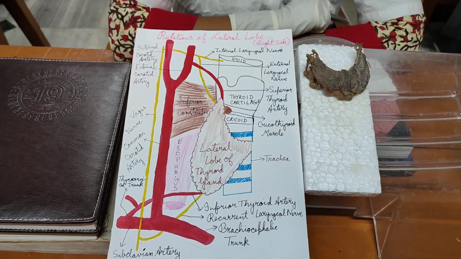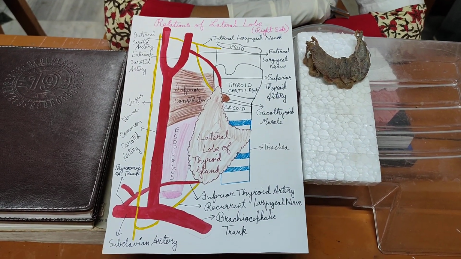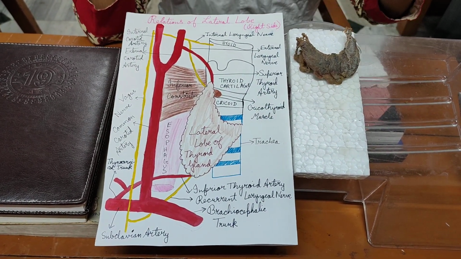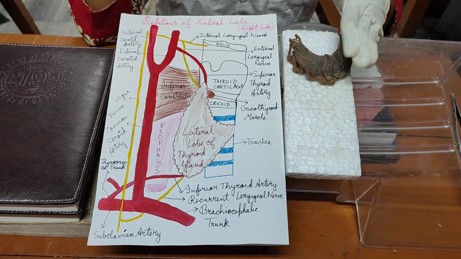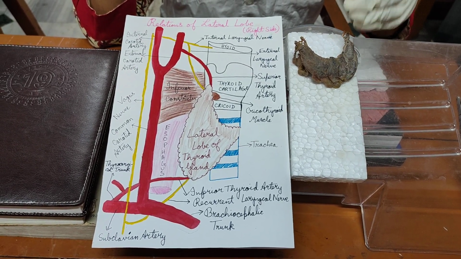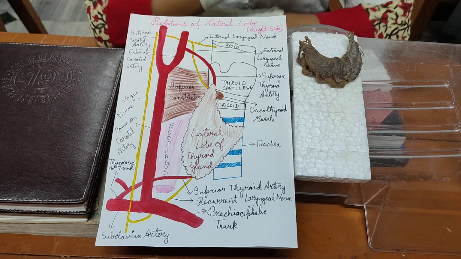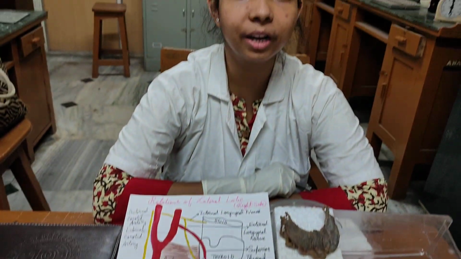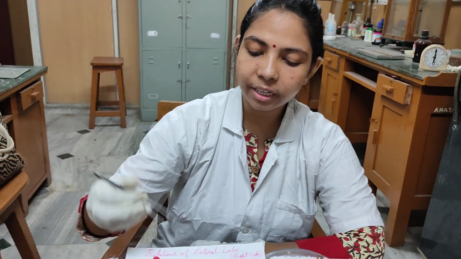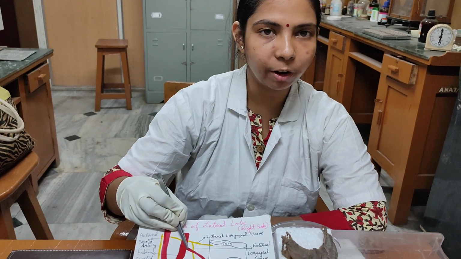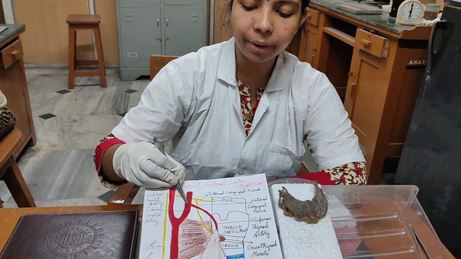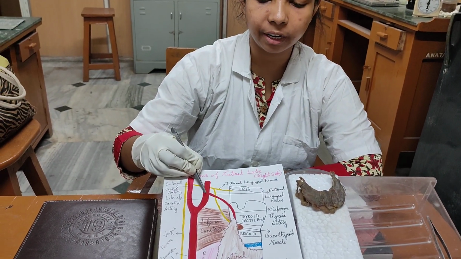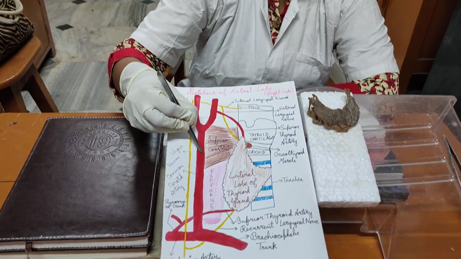Coming to the arterial supply of this thyroid gland, this highly vascular gland, the vascularity is comparable to the adrenal as well as kidney. It is supplied by the superior thyroid artery, which is a branch of the external carotid artery derived from the common carotid artery.